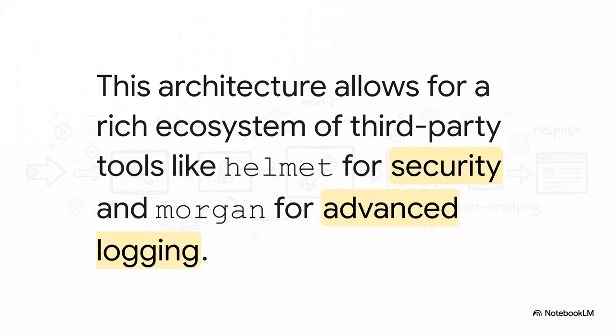And that extensibility is what makes the Express world go around. There are thousands of third-party middleware packages out there. You want to add serious security headers to your app? npm install helmet. Add 1 line of code and you're done. Need really fancy advanced logging? npm install morgan. This pipeline architecture makes adding incredibly powerful features almost trivial.